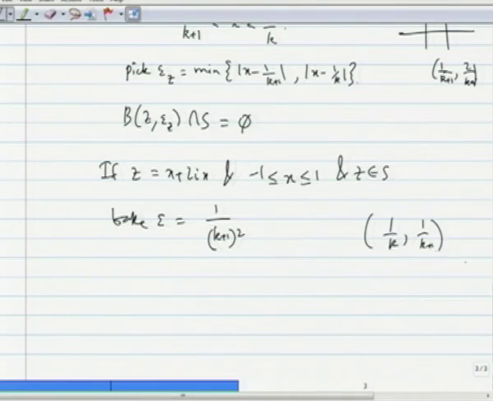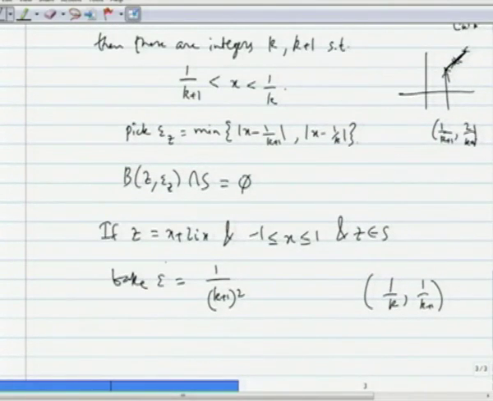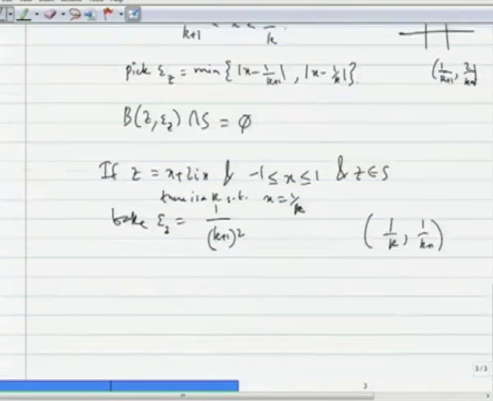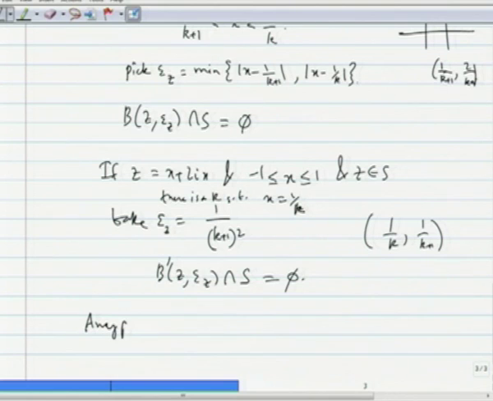So, it is the distance between 1/k and 1/(k+1). But I should say what k is. There is a k such that x is equal to 1/k, because x belongs to the set. So, then take epsilon equal to epsilon_z equal to 1/(k+1) squared. So, B(z, epsilon_z), B'(z, epsilon_z) now. Z, of course, belongs to the set, so we need to delete that point itself. That intersection S is empty. So, in any case, any other point z belonging to C minus {0}, we have shown is not a limit point.